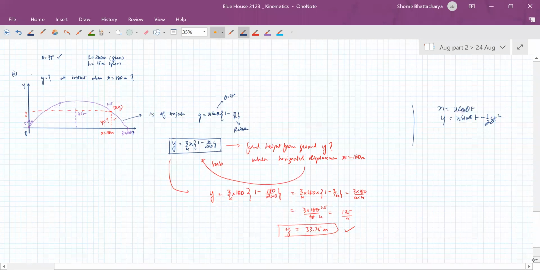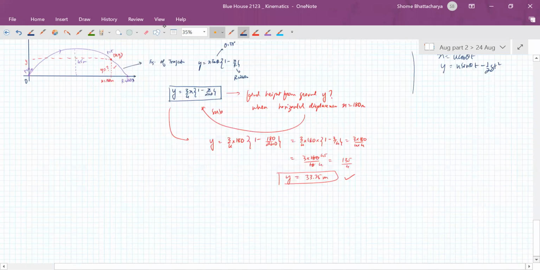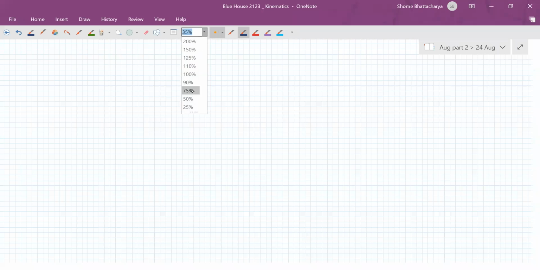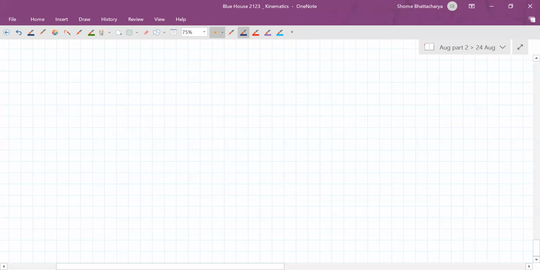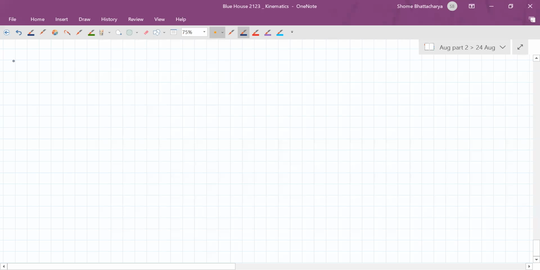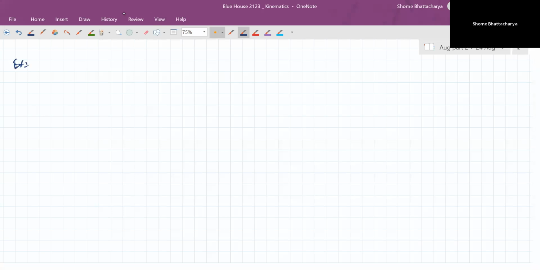Okay, people. So hope this question is clear. It's done now. Now we'll discuss one more type of question. This is also a very common type of question in projectile motion which can be asked.